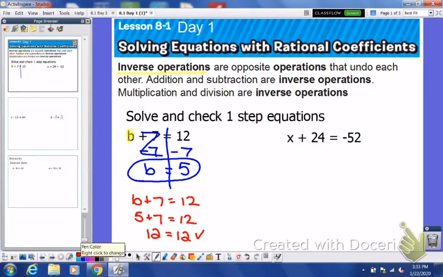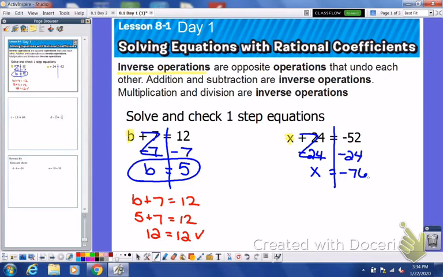Okay, so next one. I see x plus 24 equals negative 52. Again, we're going to start by drawing our line down. I'm trying to isolate my x. I see that I'm adding 24, so my inverse would be to subtract 24. What I do to one side, I do to the other. Positive 24 minus 24 gives me 0. So x equals negative 52 minus 24. They're both negative. So I end up with a negative 76.